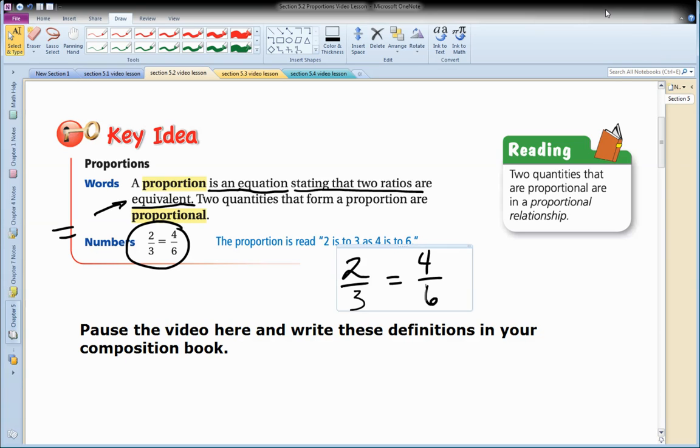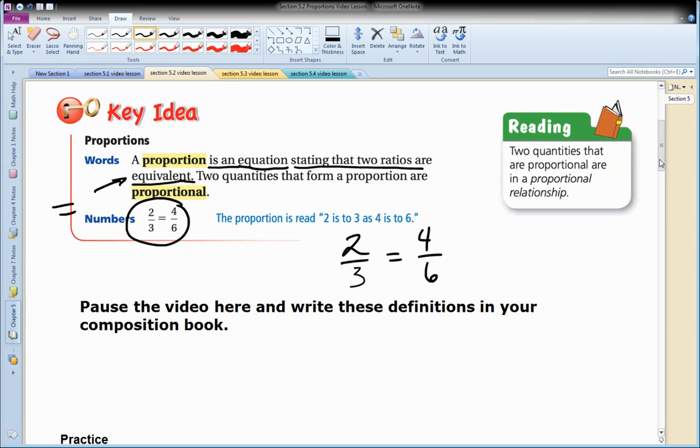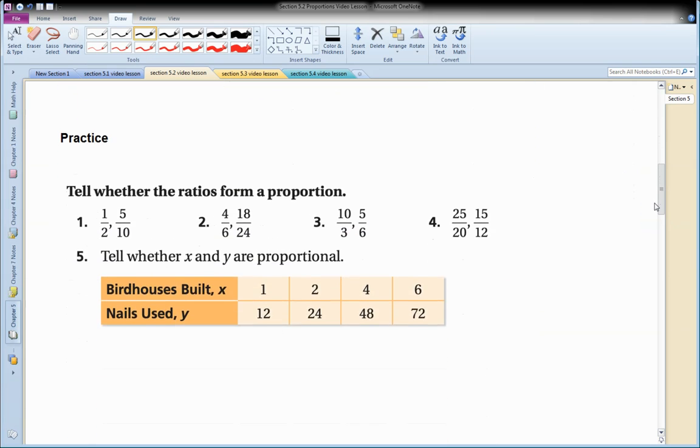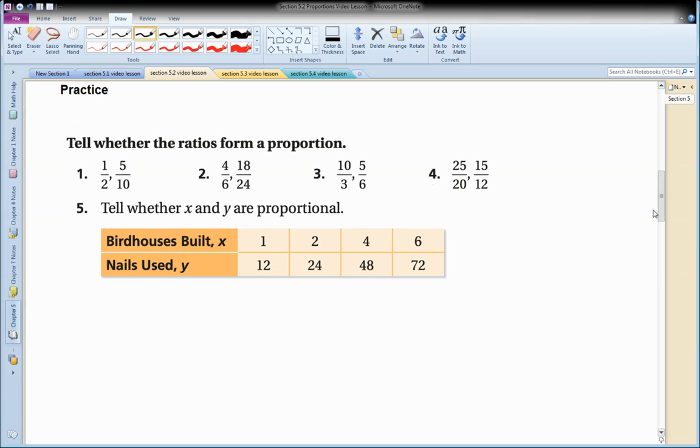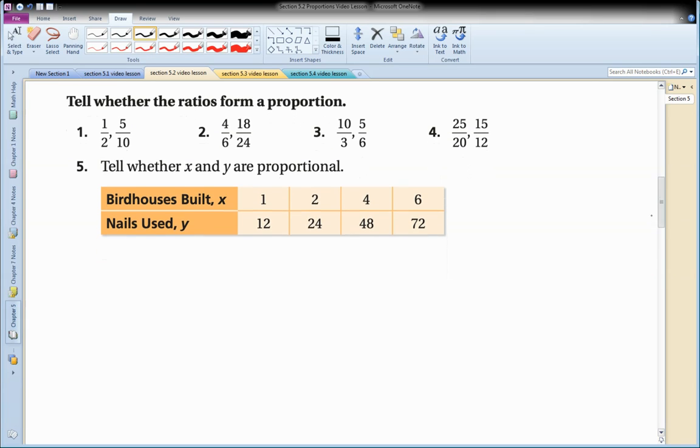All right, so let's continue. Let's do a little practice. How can we tell whether ratios form a proportion? I'll work out a couple of these and then you can work out a couple. So for number one, I basically want to know, does this ratio equal this ratio? Does 1 to 2 equal 5 to 10? Because if it does, then these two ratios form a proportion.